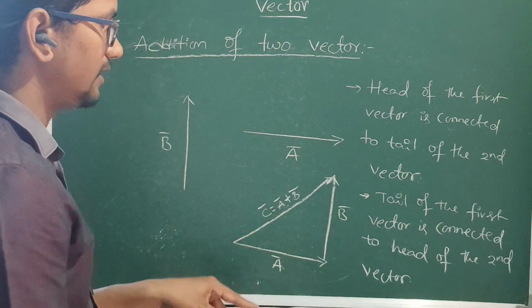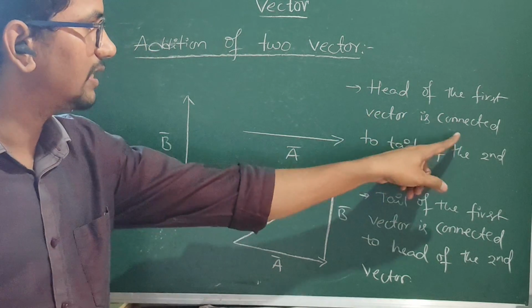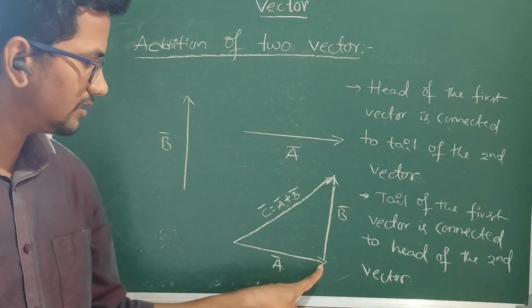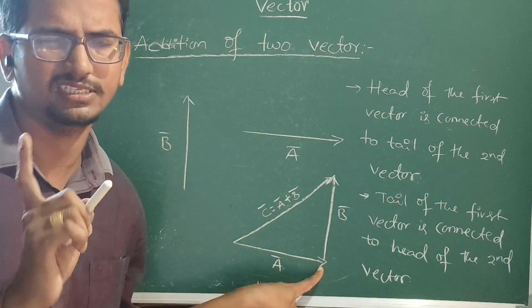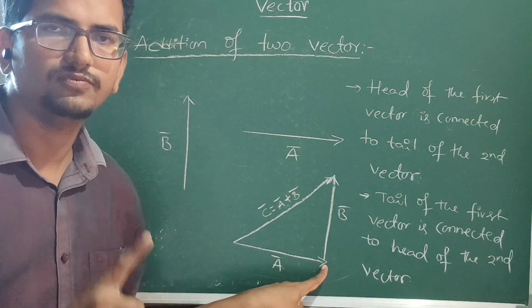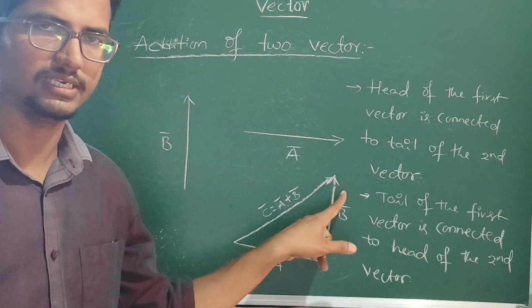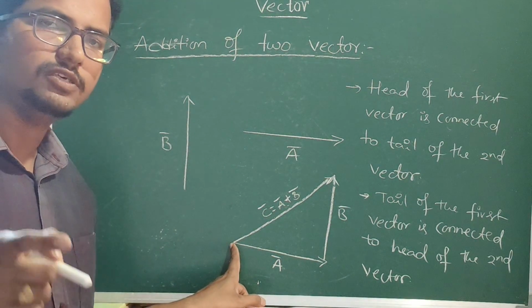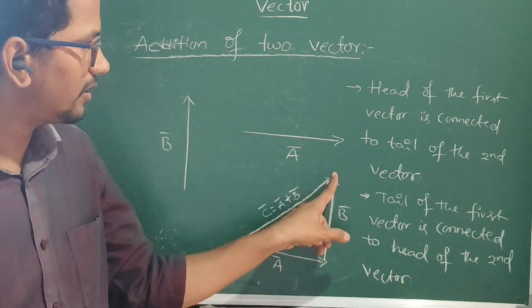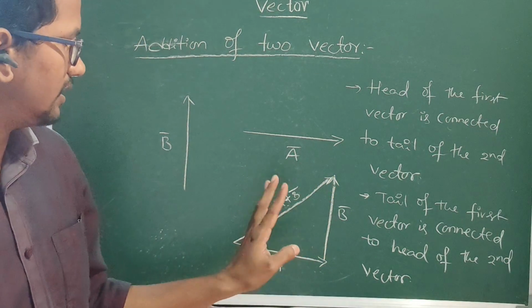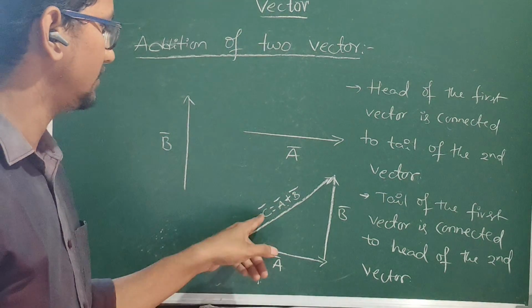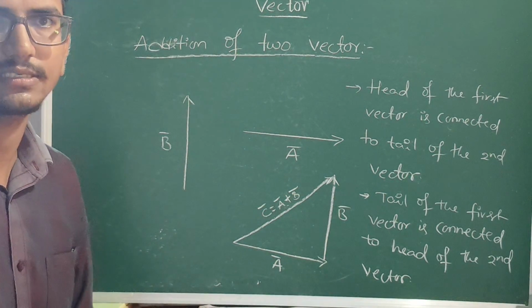First of all, once again, repeat. The head of the first vector is connected to the tail of the second vector. What is the head here? A bar vector is the first vector, for example. That is the head of the first vector and tail of the second vector. And the resultant vector we can add here. Tail of the first vector, head of the second vector. That's called adding of two vectors. C bar is equal to A bar plus B bar.